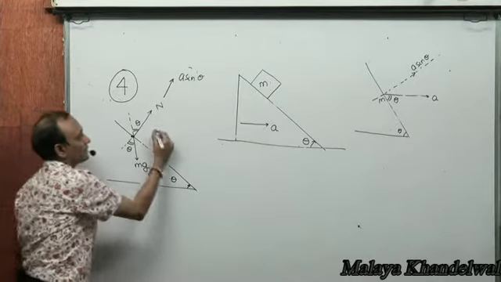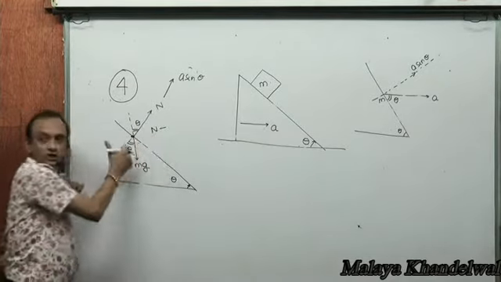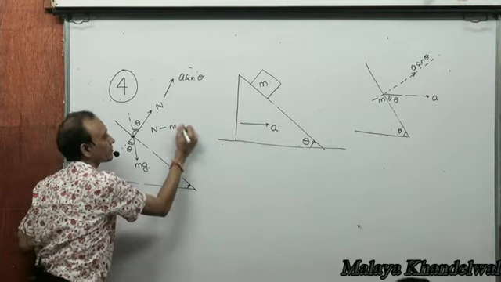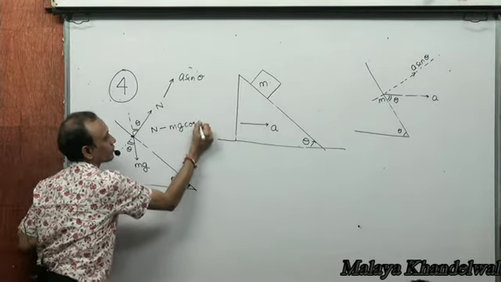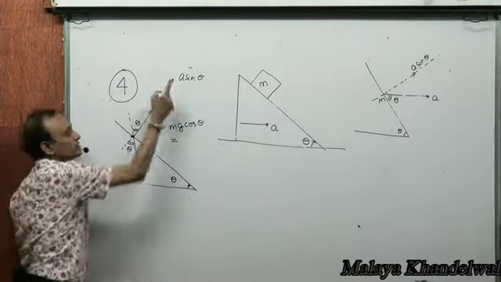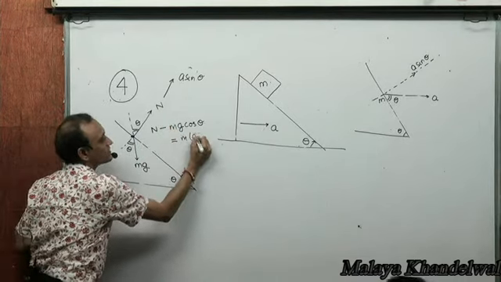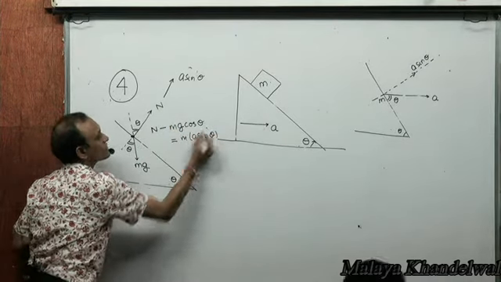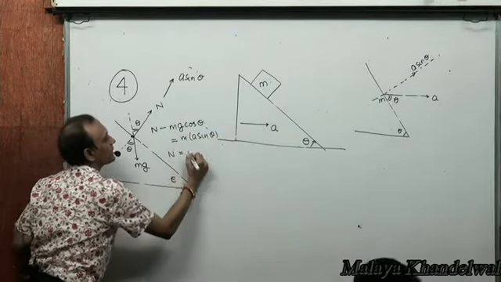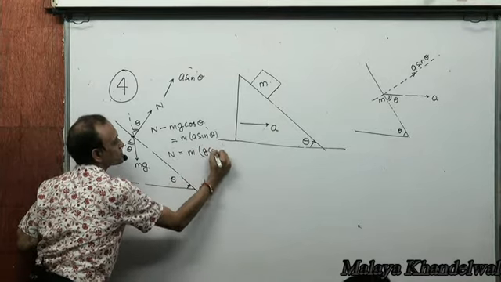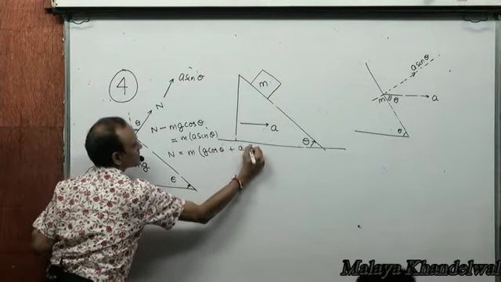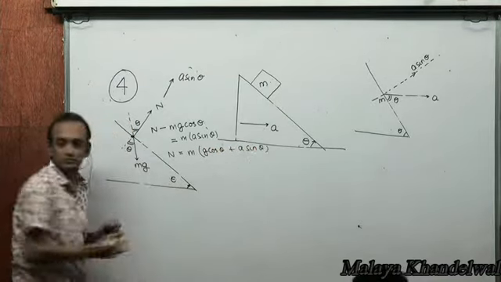So N minus mg cos theta must be mass into acceleration in this direction, m into a sine theta. So what's the force acting on this? Normal reaction is m into g cos theta plus a sine theta. You got the same answer, right?